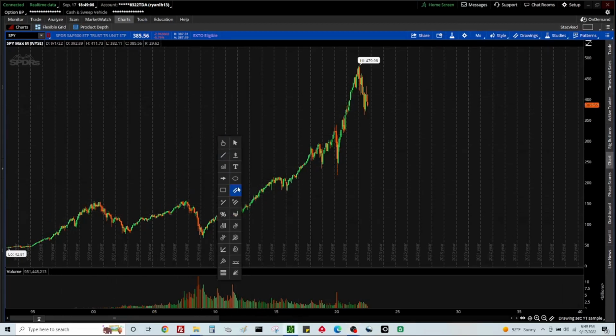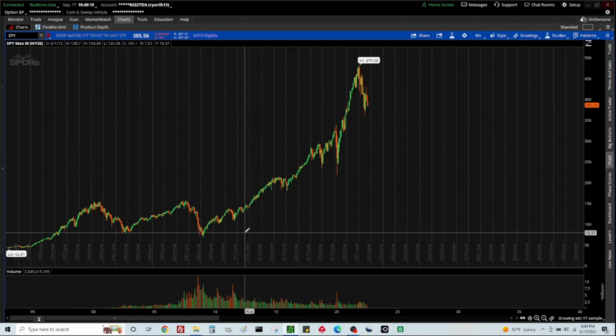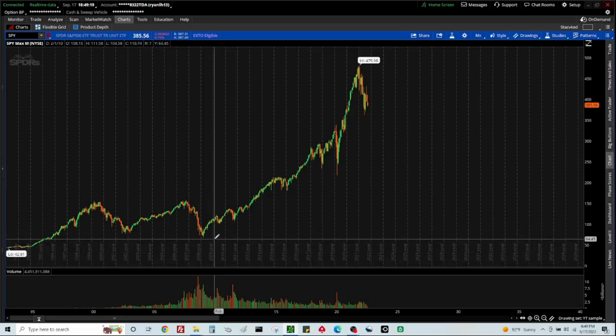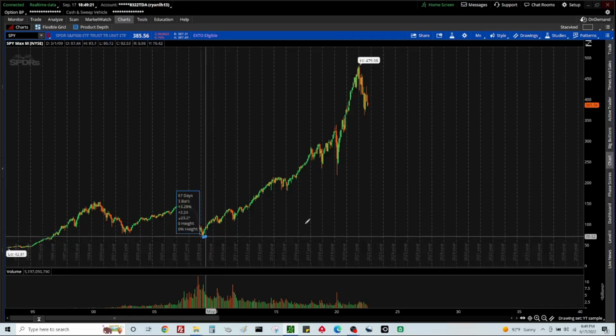All right, so the first thing I want to do is I want to select the channel. We're looking at this. We have the channel right here. This is the drawing tool. And let's just do the long-term channel where support has always bounced. So I'm going to go to this candle right here.